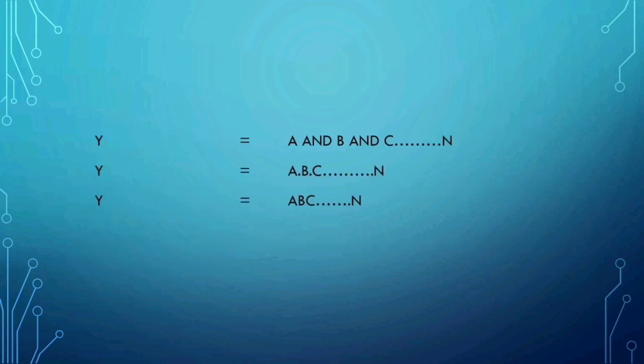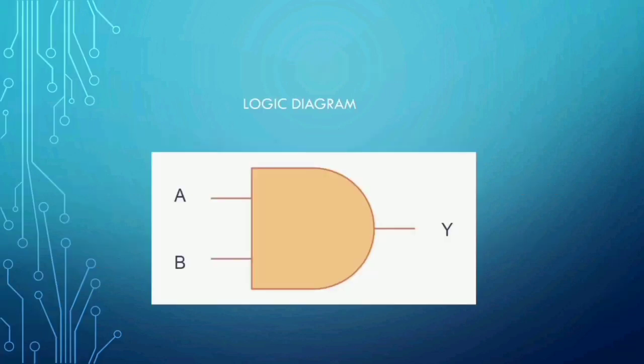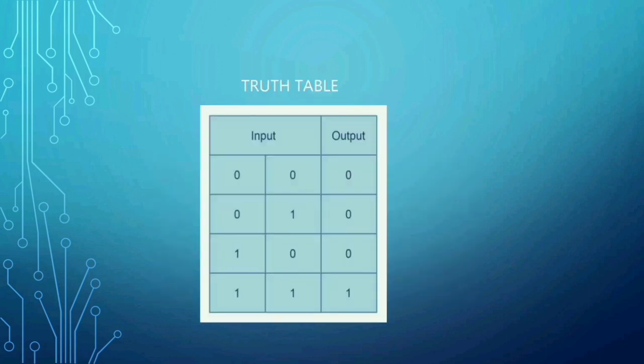Formula for AND gate. Logic diagram for AND gate. A and B are the inputs, Y is the output. Truth table. Here, if we put 0, 0, you will get the output 0. 0, 1, you will get the output 0. 1, 0, output 0. 1, 1, output 1.